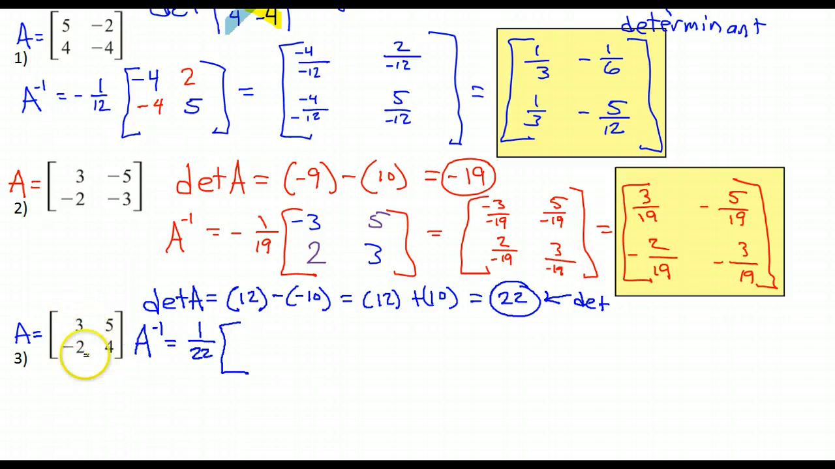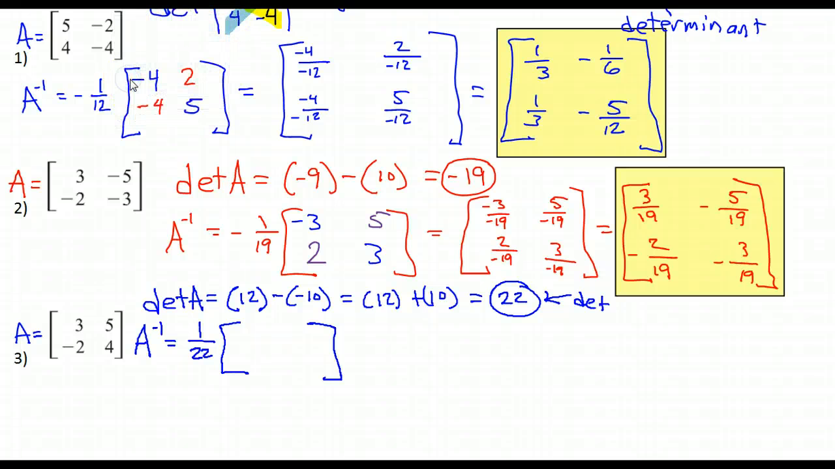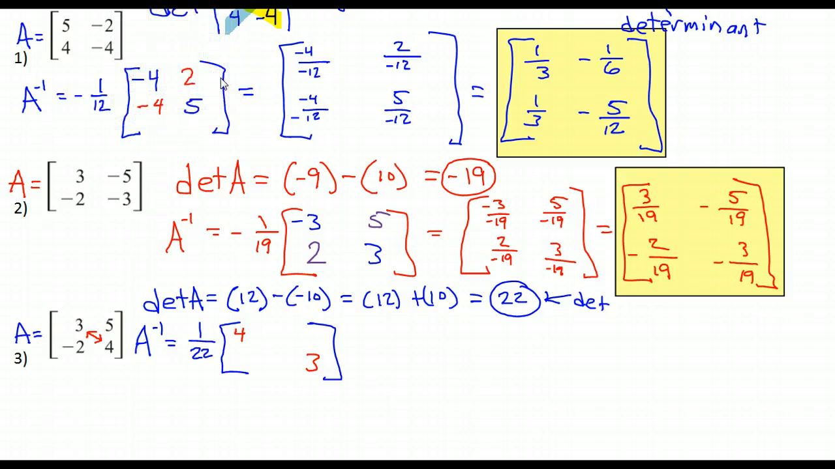But I need to reverse negate. The down diagonal will have to be reversed, and the up diagonal will need to be negated. So first the down diagonal reversed, the 3 and the 4. These get reversed. So the 4 is going to go here, and the 3 is going to go here. Now the up diagonal does not get reversed. It gets negated, meaning the signs will change. So this -2 will turn into a +2, and this 5 will turn into a -5. So we reversed and we negated.